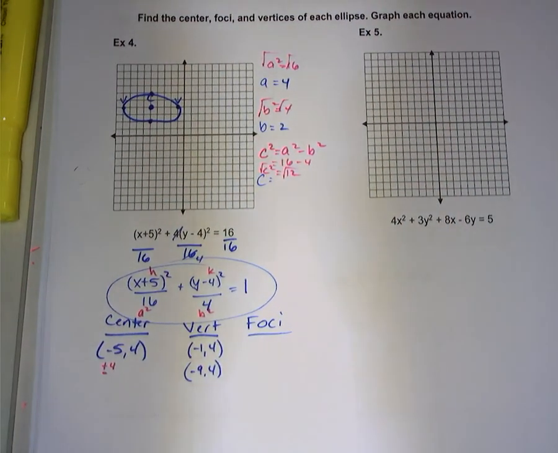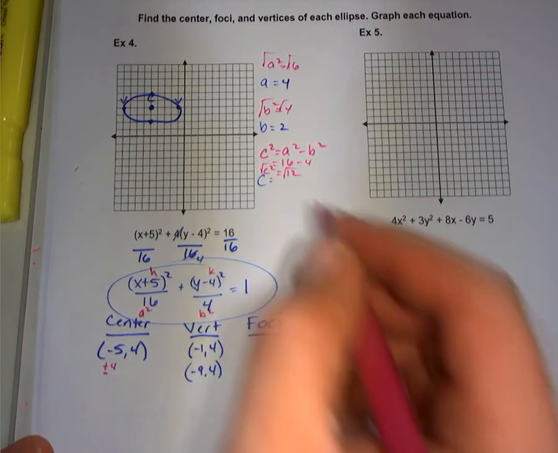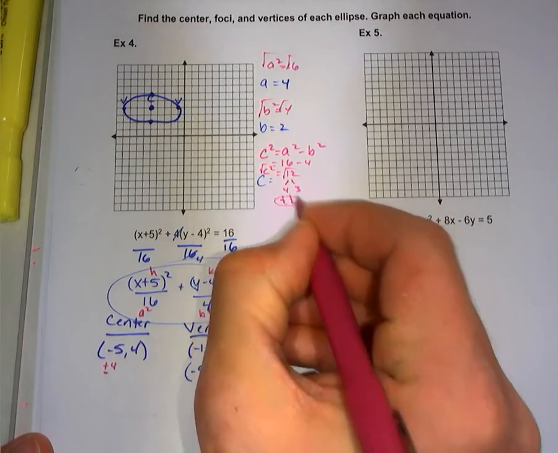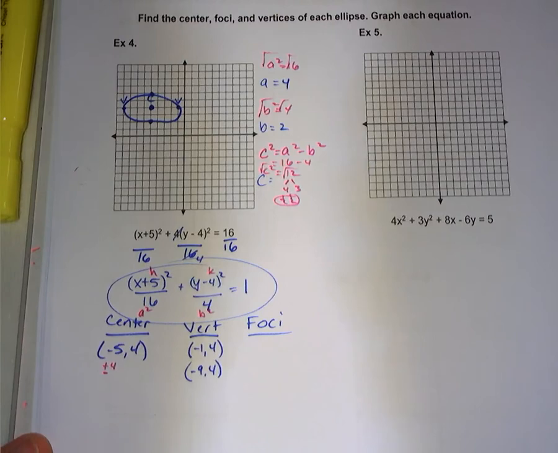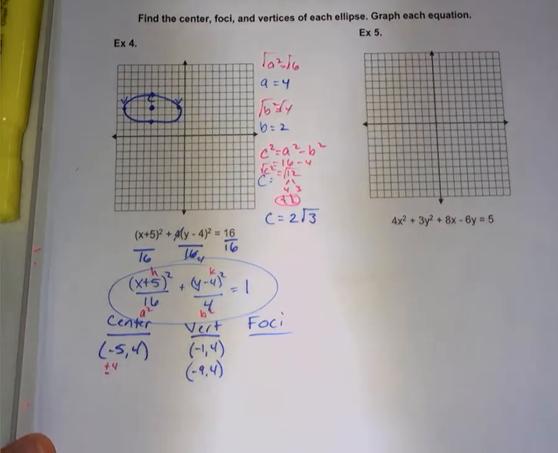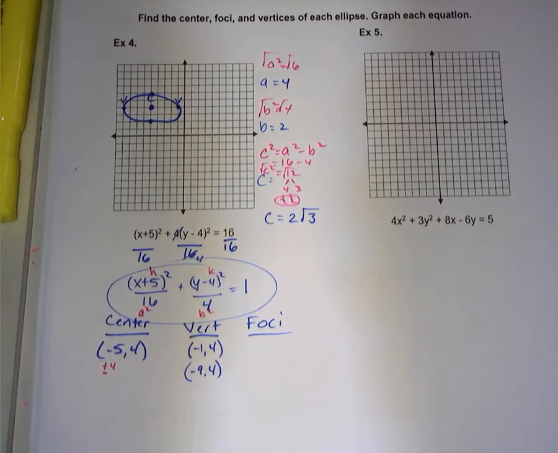Okay, so 16 minus 12. Excuse me. 16 minus 4 is 12. And break down 12, the square root of 12. We got what? 4 and 3, 2 and 2. We got a pair of 2's. So we write that as 2 root 3. Okay, now we still got to graph 2 root 3, right?